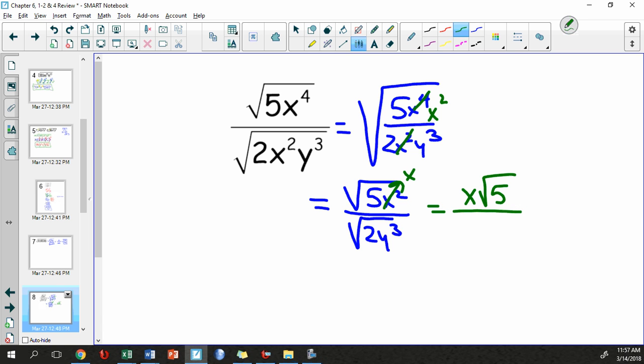Can I take the square root of 2? No. Is my power on my y divisible by my root? No. So we're not going to mess with simplifying it. We're going to just go ahead and rationalize that. So I'm just going to recopy that.